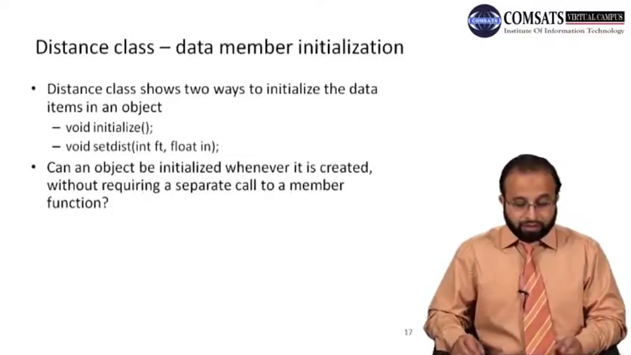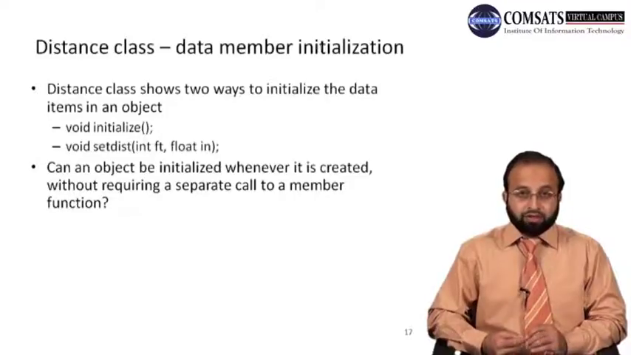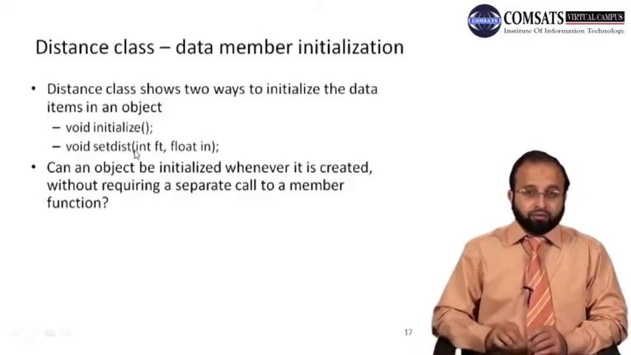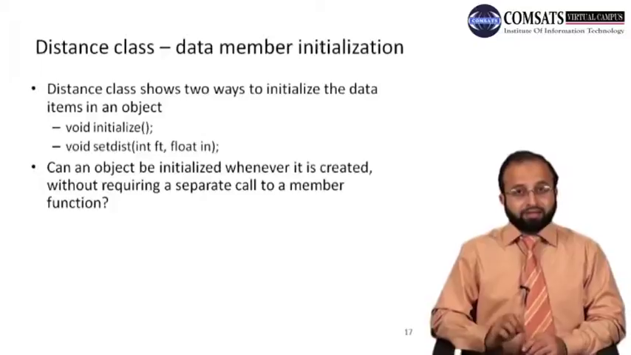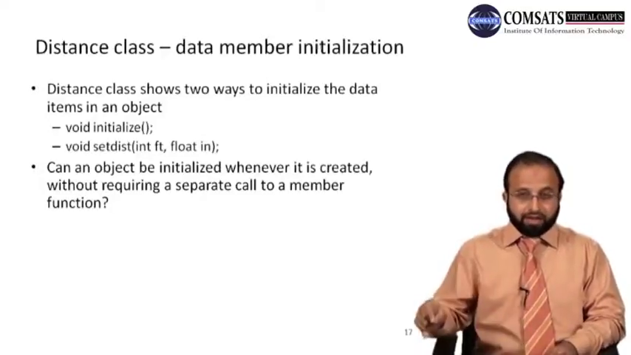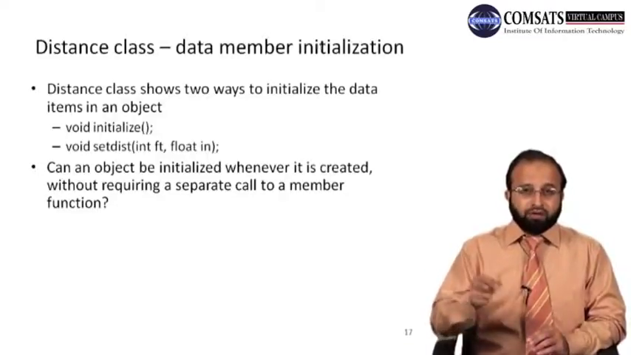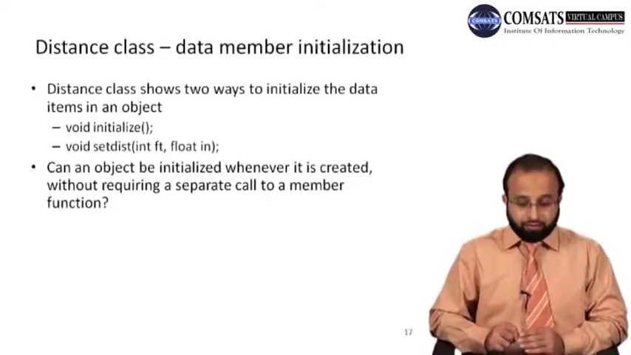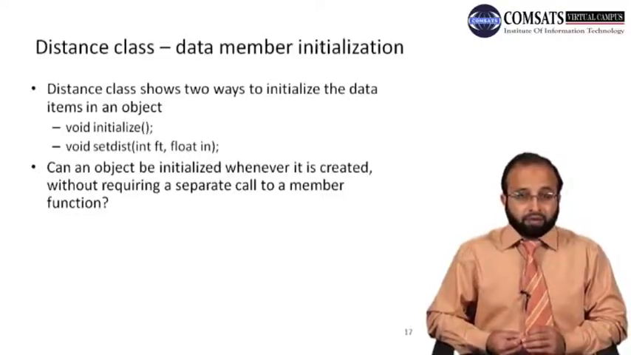So can an object be initialized whenever it is created without requiring a separate call to a member function? So this requires that you have to explicitly call the initialize and set dest functions. You have to write dest1 dot set dest if you want to initialize its value, or you have to write dest1 dot initialize, right? So you have to call these functions in order to initialize the value of the private data member of the object of the distance class.